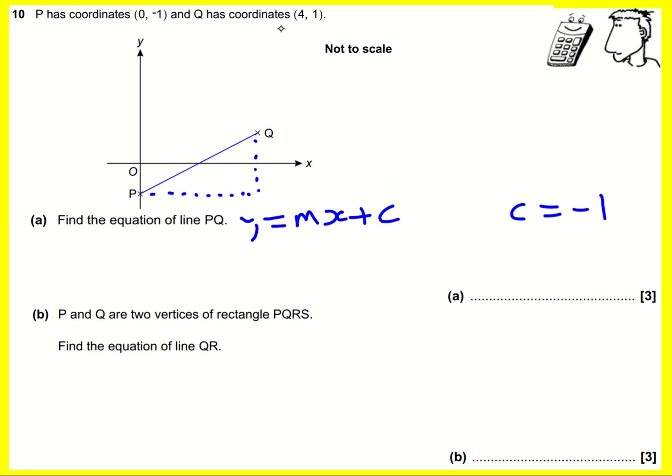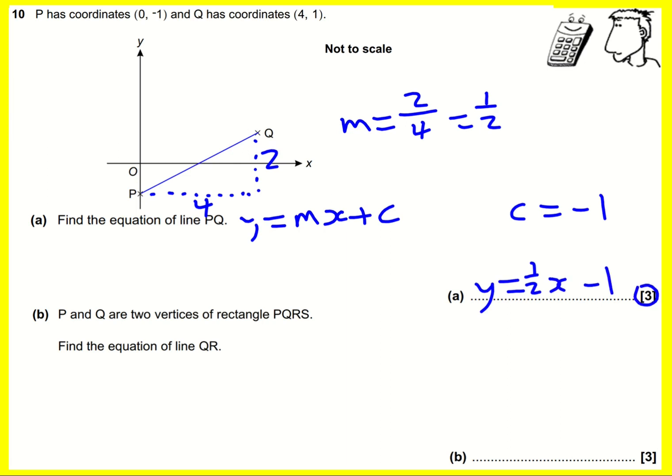So here I'm going from 0 to 4, so that means the run is 4, and I'm going from -1 to 1. So -1 up to 1 is going to be 2. And that means the gradient is going to be rise over run. It's going to be 2 divided by 4, which I can simplify to 1/2. And I'm done. y = 1/2 x - 1. That's the equation of the line PQ.